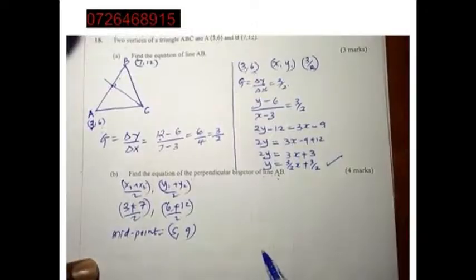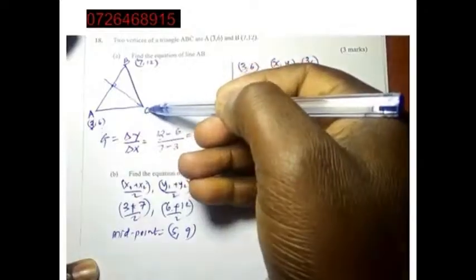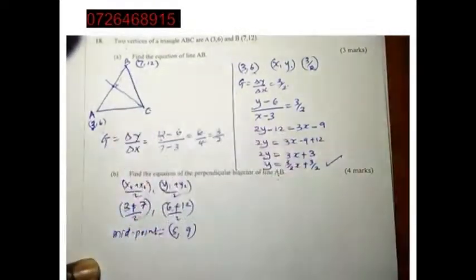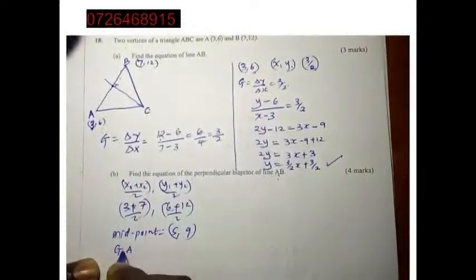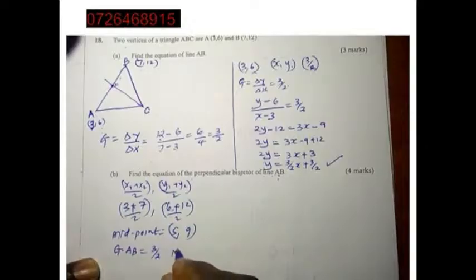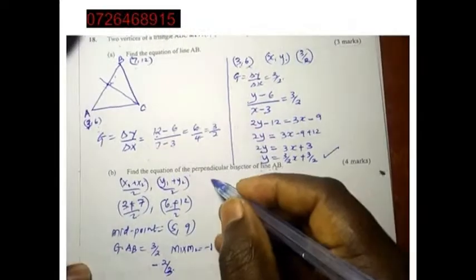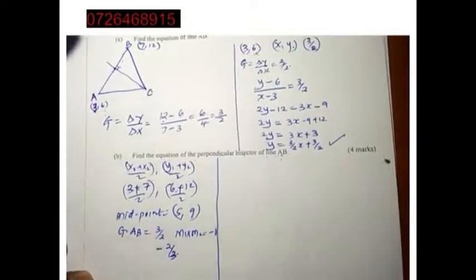Sasa the next thing ni kutafuta the gradient of this line C to the midpoint. Lakini tunajua the gradient of AB. Gradient of AB equal to 3/2. So the gradient of the perpendicular line, the relationship is M1 times M2. The answer is -1. So the gradient of the perpendicular line is going to be -2/3. The reciprocal of that, but negative. I hope unajua kutafuta hiyo gradient ingine because of time.